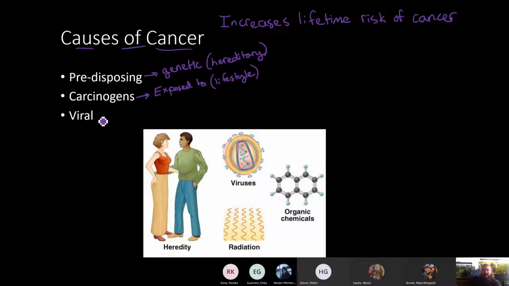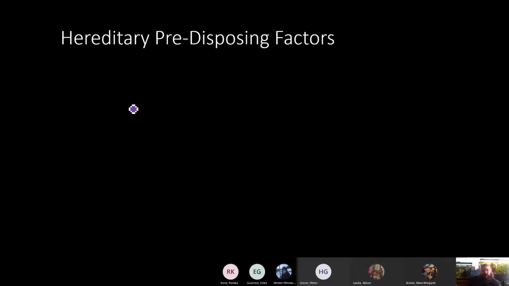Then there's viral. So some viruses actually induce cells into becoming cancer. So that's a crappy way to get it. So first let's talk about predisposing factors, factors that are out of your control because you inherited them.